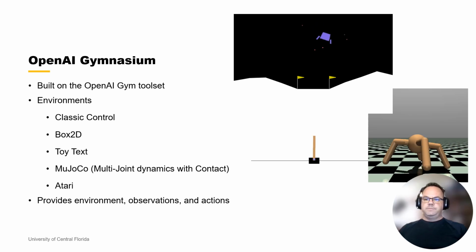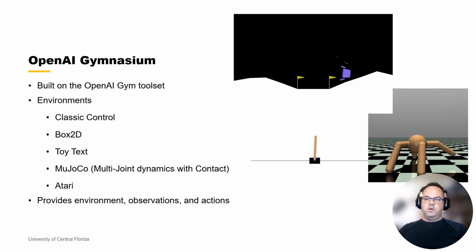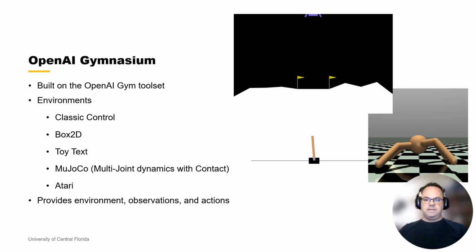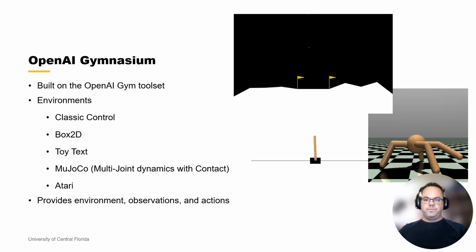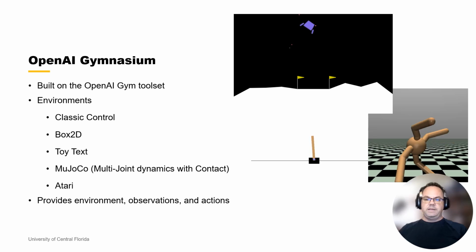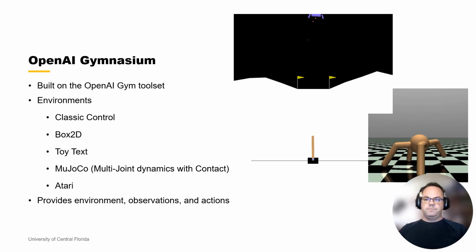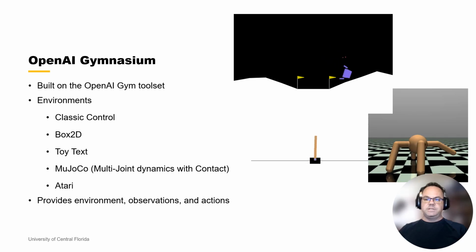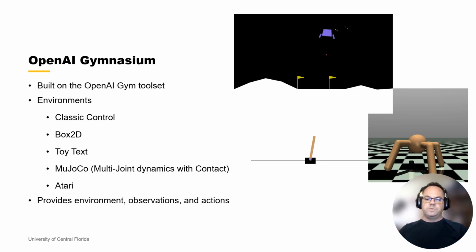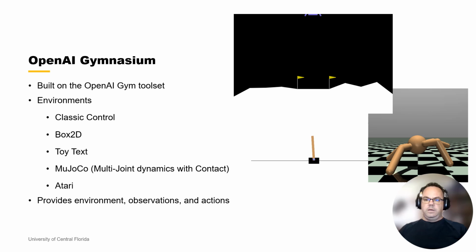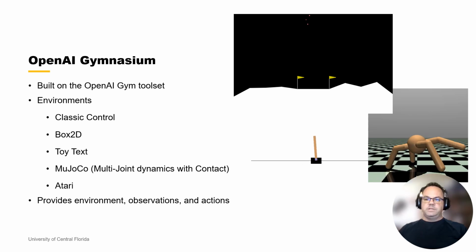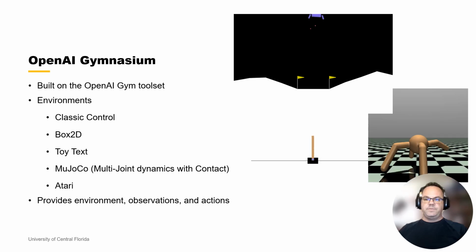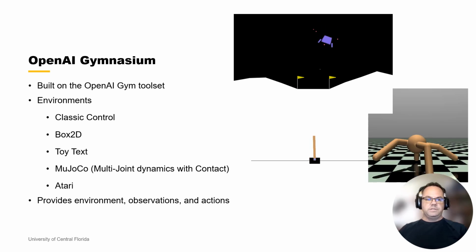The Farama toolset is built upon the widely recognized OpenAI Gym framework, a foundational tool in the development and testing of reinforcement learning algorithms. This toolset has expanded upon the original Gym environments, offering a broad array of scenarios and challenges for refining reinforcement learning models. The toolset includes a variety of environments, each designed to test different aspects of an agent's capabilities. Let's briefly look at the main categories.